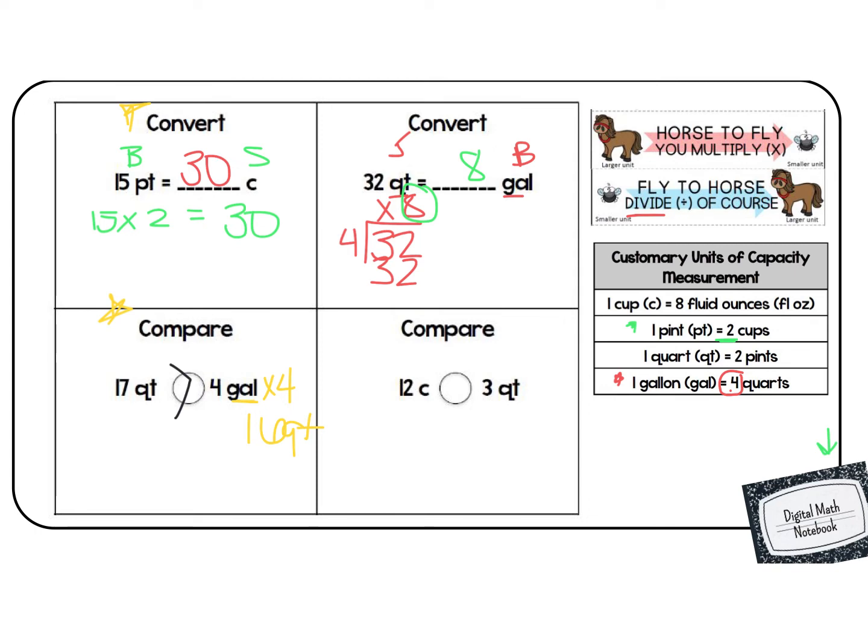All right, last one. The last one says that we are going to compare 12 cups to 3 quarts. Again, I want to find the bigger thing so that I can multiply. So quarts are bigger, and if we look at our chart, each quart has 2 pints, and each pint has 2 cups. So that means I'm going to multiply by 4, because I'm going to multiply by 2 and 2. So 3 times 4 is 12, and that means that these are equal. Great job, 5th graders. Make sure you pause to type this in your digital math notebook.